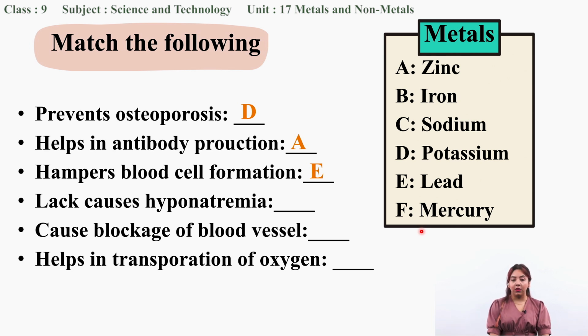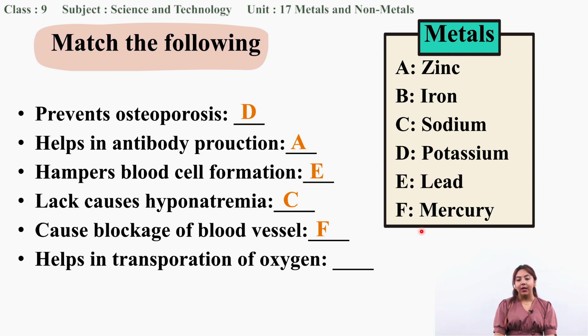Now, which metal causes hyponatremia? Yes, it's sodium, because hyponatremia is a condition due to a low amount of sodium in our blood. Now, which metal causes blockage of blood vessels? Yes, it's mercury, because mercury triggers blood clot formation, and the clot might reach the tiny blood vessels and block the blood flow.